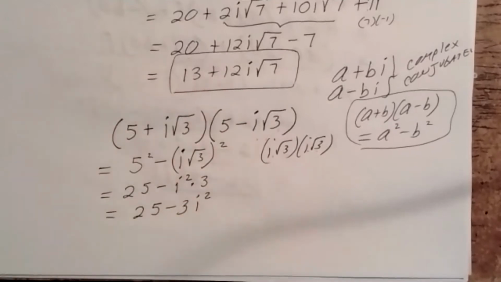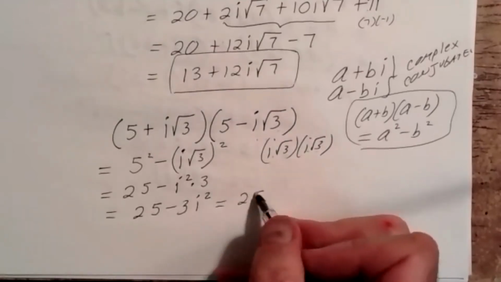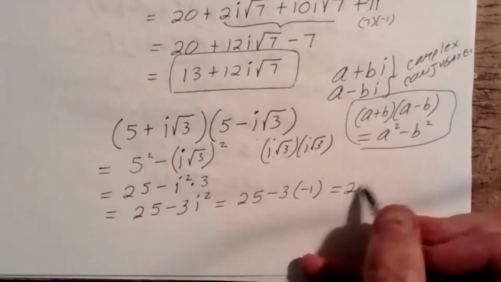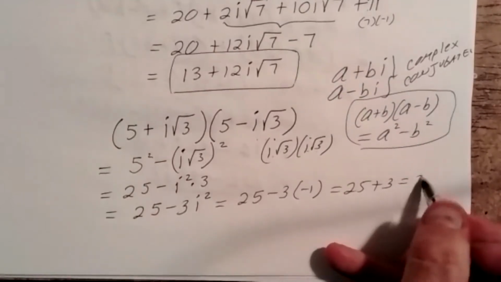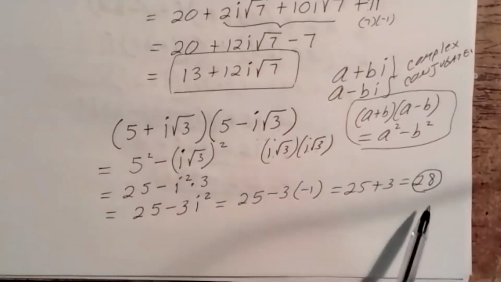But ladies and gentlemen, i squared is -1 now. Replace i squared with -1, and we really have 25 minus 3 times -1, which is 25 plus 3, which is 28. So the product of these complex conjugates nets us a result of 28.